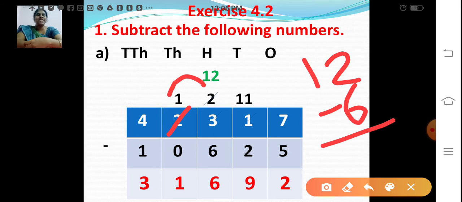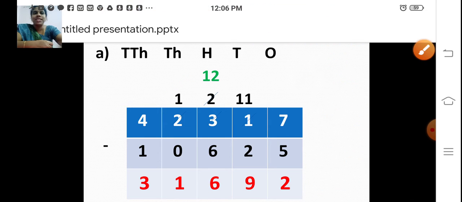Now 12 minus 6, and tell me the answer now. I borrowed 1, right? So my hundreds place has become 12. 12 minus 6, start from number 6. Count forward till you reach 12. After 6, 7, 8, 9, 10, 11, 12. 12 minus 6 is 6. Write it down, 6. Now let's move on to the thousands place now.